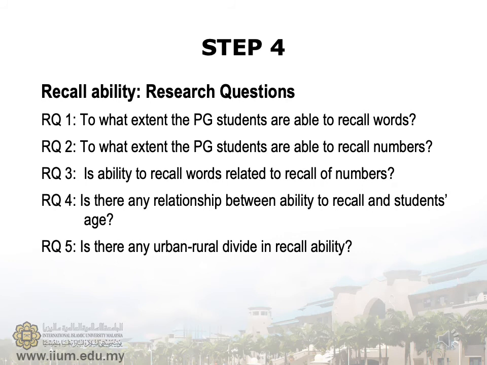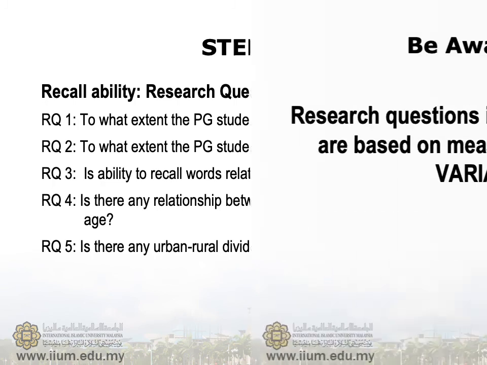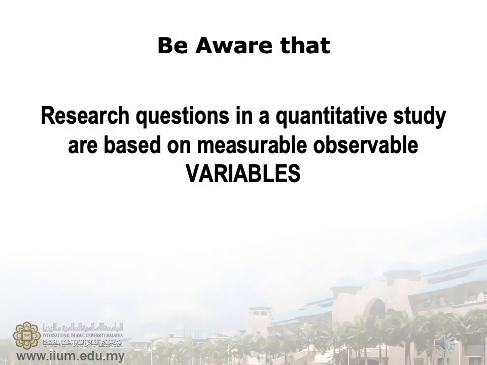Assuming that we have also the information about students' demographic characteristics, for example, age and house location, that is either rural or urban, then we can create additional research questions. RQ4, is there any relationship between the ability to recall and students' age? RQ5, is there any urban-rural divide in recallability? Be aware that research questions in a quantitative study are based on measurable observable variables.